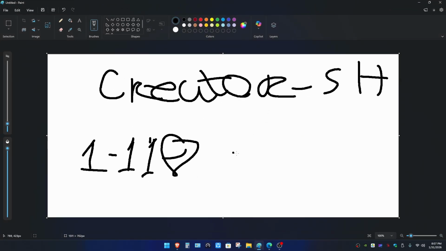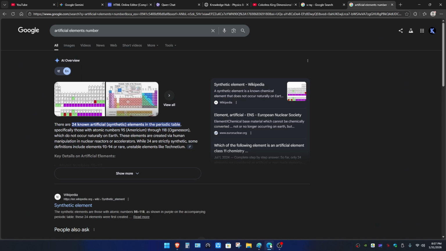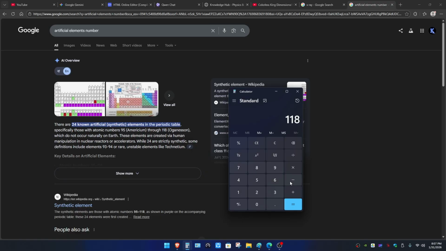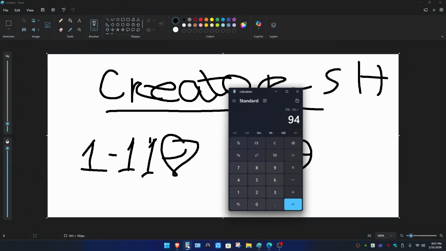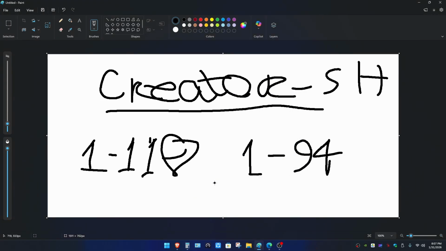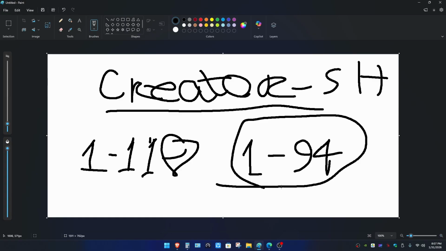the atmosphere, or human existence on earth. Okay, we can see them eventually. So the creator of the simulation hypothesis created about 1 to 90. How much was it? About 90. Where is it? Okay, here it is. 118 minus 24. So the creator of the simulation hypothesis created about 94, 1 to 94, a total of 94 atoms, and each of these atoms has different variance.